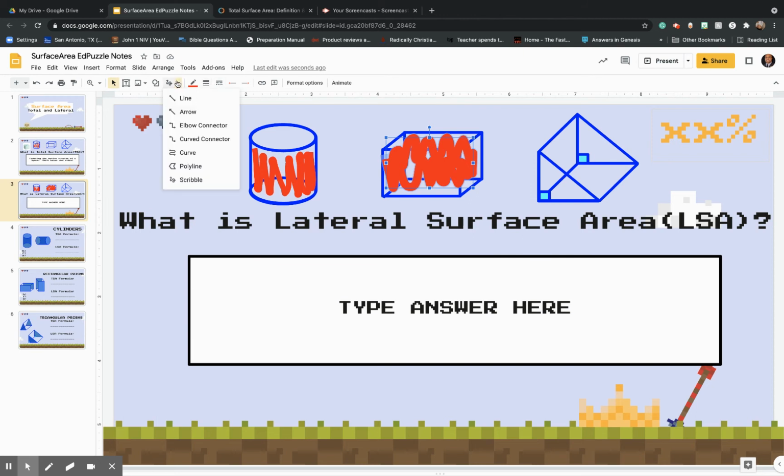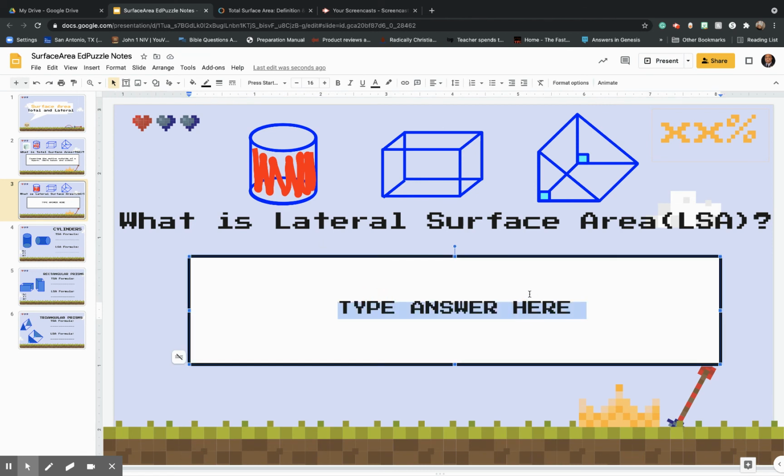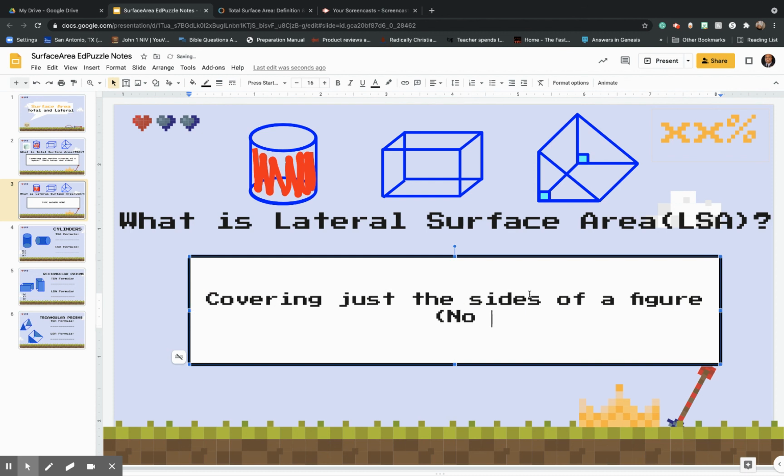And you can usually figure out which are the bases by looking at which ones are parallel and congruent. So this triangle here in the front and the back, those would be the bases. And these rectangles on the side would be our sides for lateral surface area. All right, but that'll make more sense as we get more practice with it. So our definition, informally, that we're going to use in math is covering just the sides of a figure. And in parentheses, I'm going to put no bases.